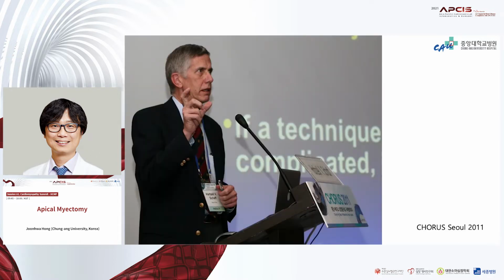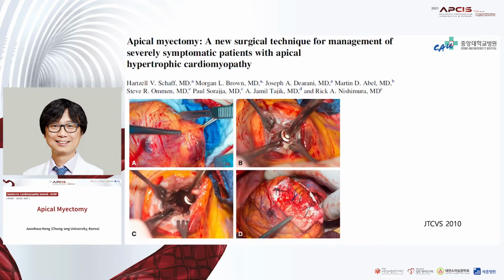This is Dr. Schaff from Mayo Clinic. He looks very young in this picture because it's about 10 years ago. We invited him to Seoul, Korea, and he gave us a wonderful talk about hypertrophic cardiomyopathy, including apical myectomy.